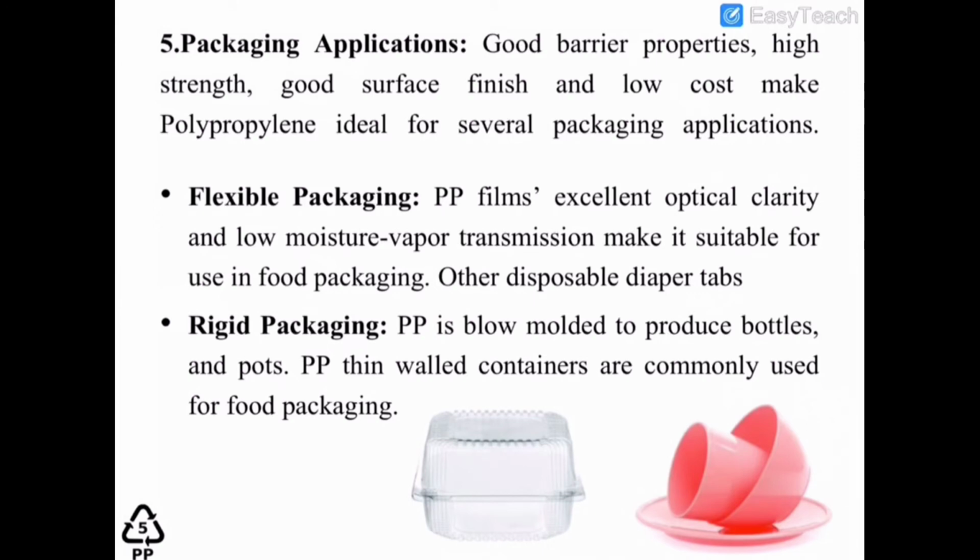Good barrier properties, high strength, good surface finish and low cost make polypropylene ideal for several packaging applications. Polypropylene films' excellent optical clarity and low moisture vapor transmission make it suitable for use in food packaging and other disposable items. Rigid packaging: polypropylene is molded to produce bottles and pots. Polypropylene thin-walled containers are commonly used for food packaging.